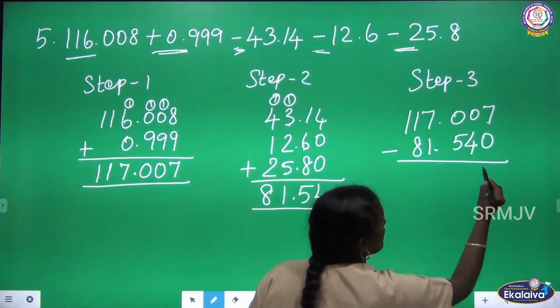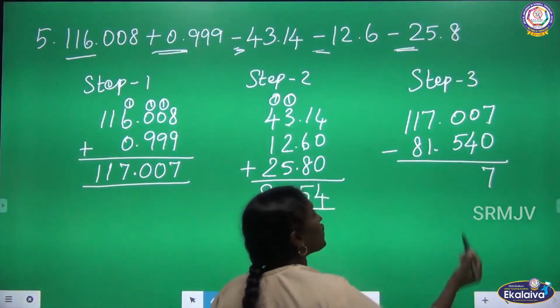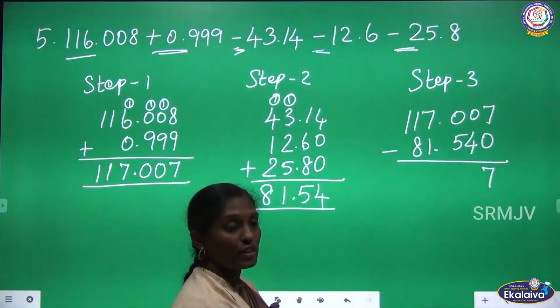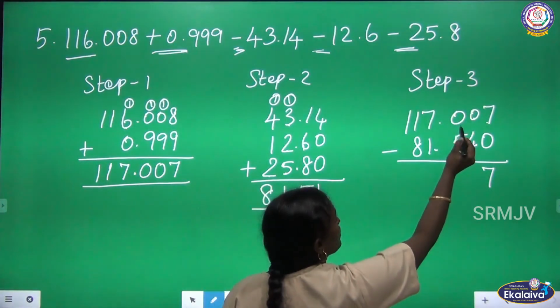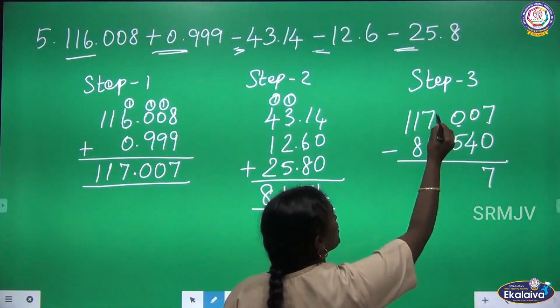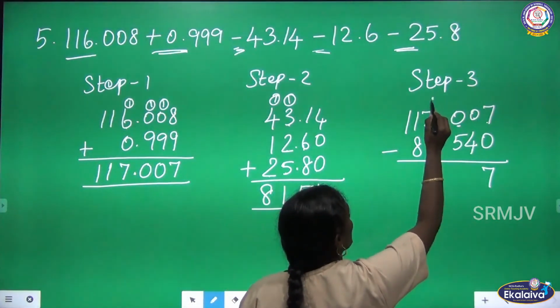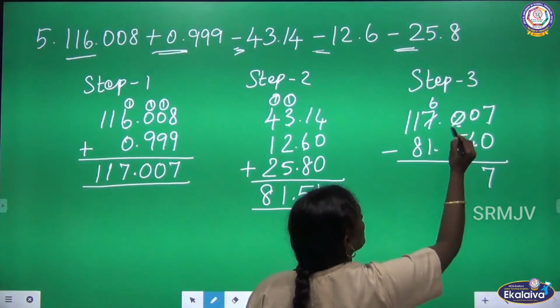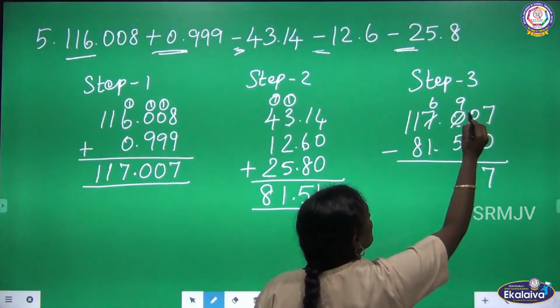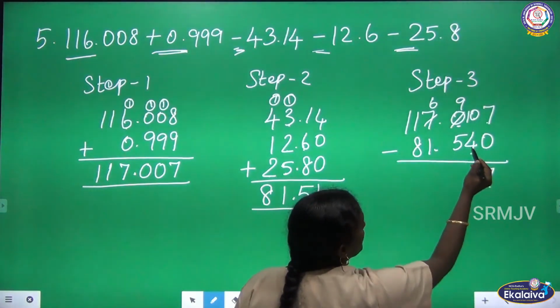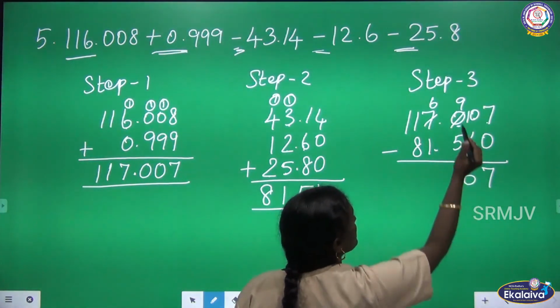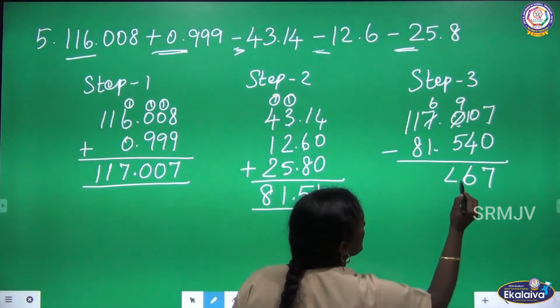7 minus 0, that is 7. 0 minus 4, we can't subtract 4 from 0. So, we have to check the next number. The next number also 0. So, we have to borrow from 7. 7 will become 6. This 0 will become 9. This 0 will become 10. 10 minus 4, that is 6. 9 minus 5, that is 4.